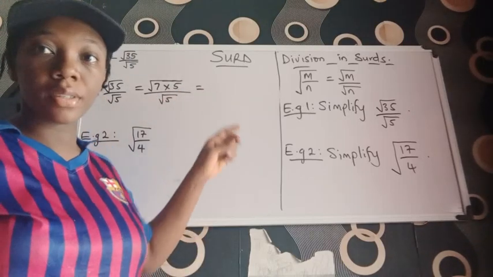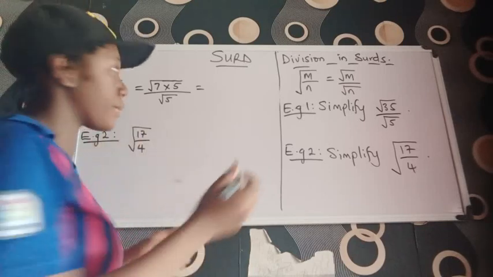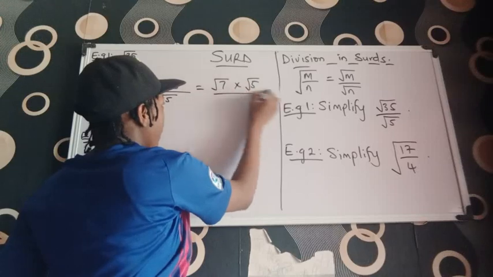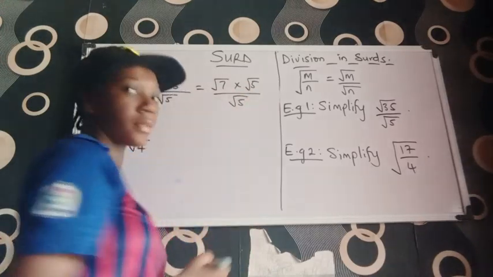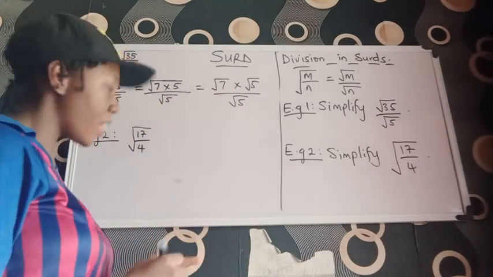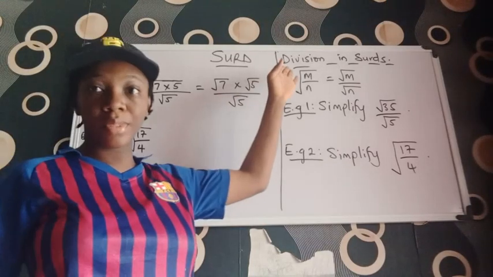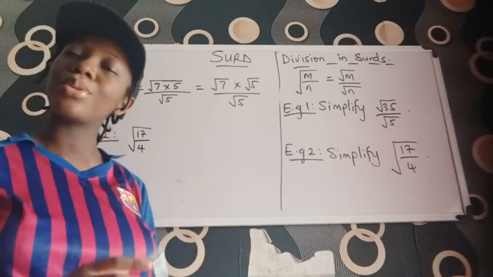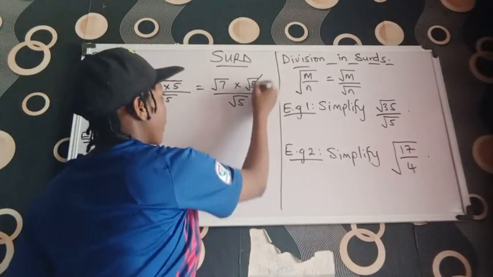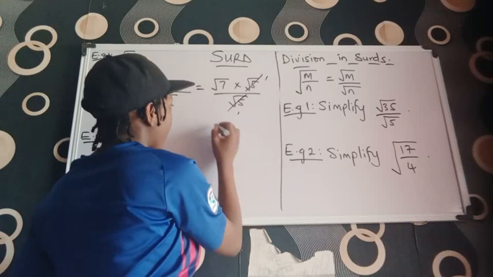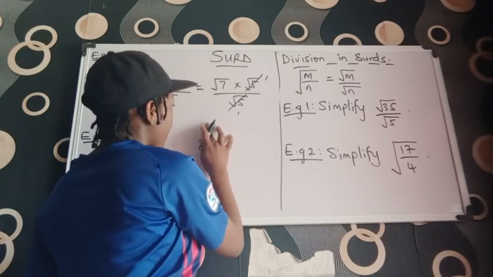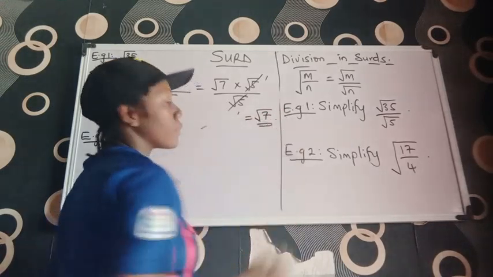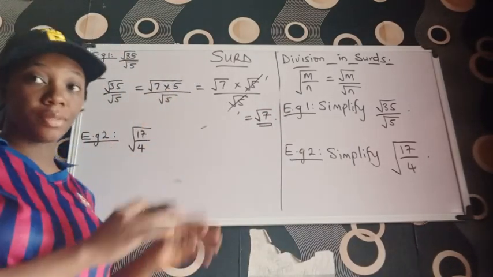What do we do next? We split the 7 and the 5. So we say root 7 times root 5 over root 5. Can you see it? In this case, root 5 we definitely cancel root 5 off. So this cancels this one, and we have our final answer: root 7. And that's just all about division in surds.